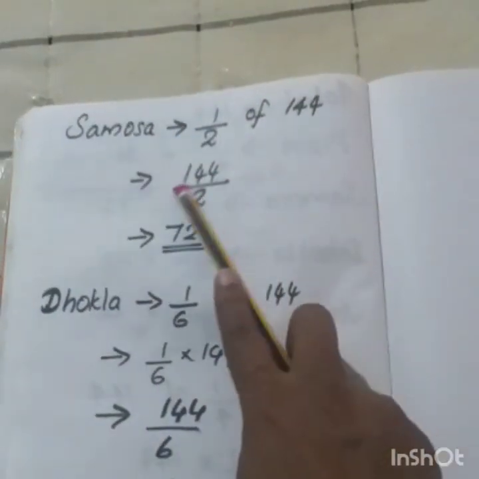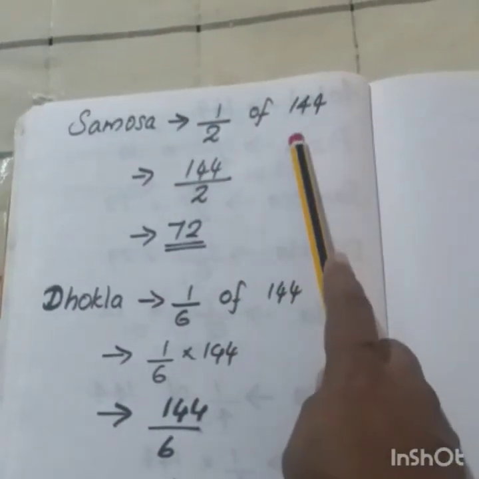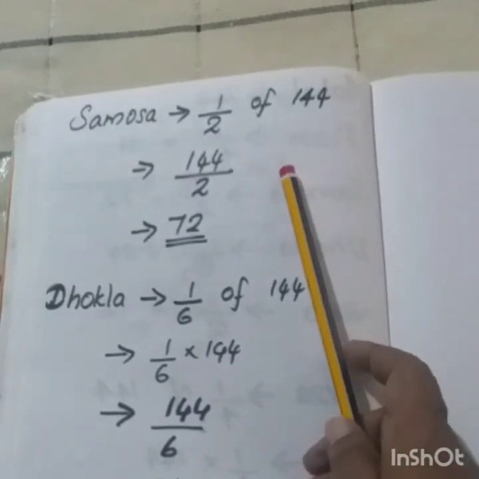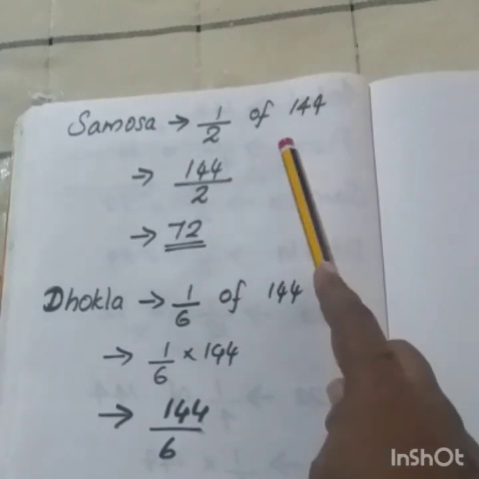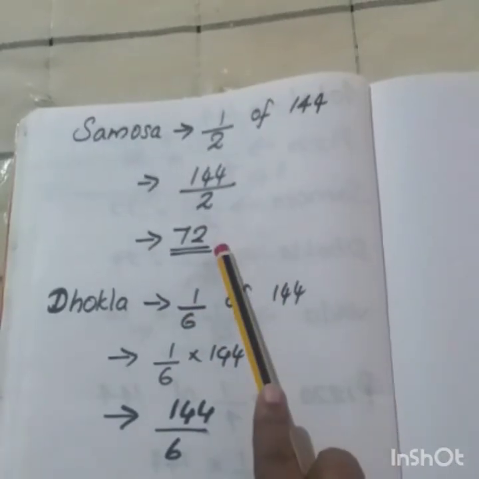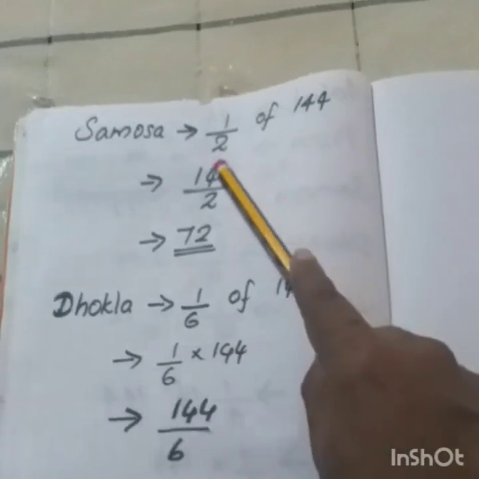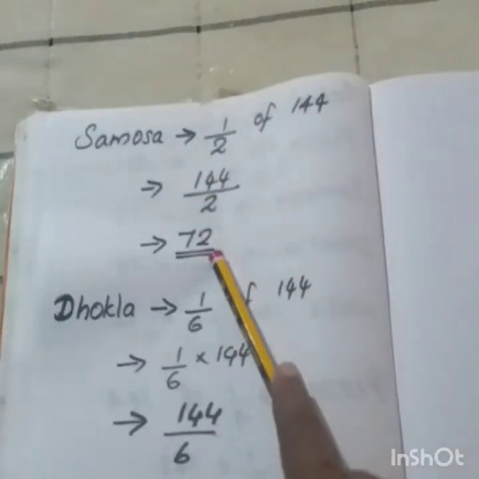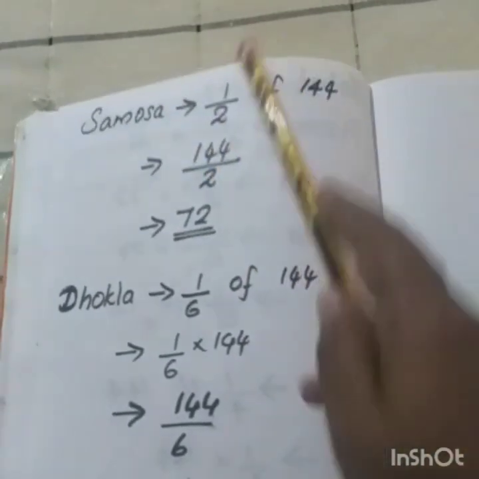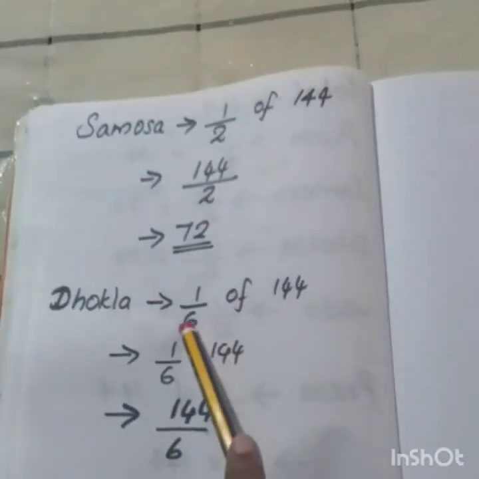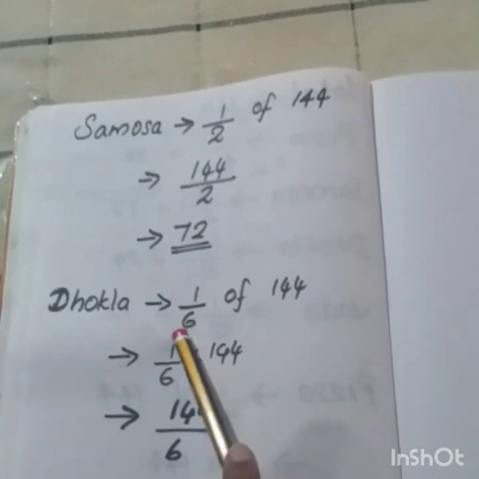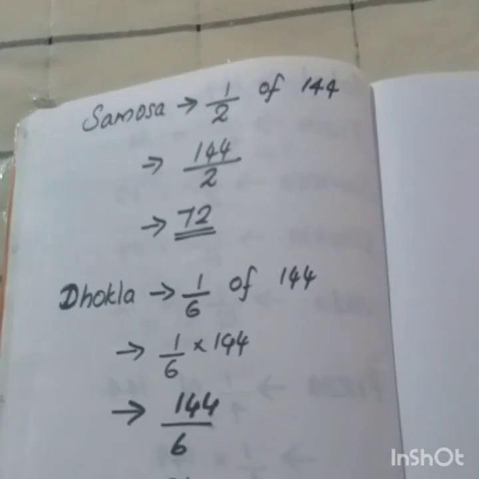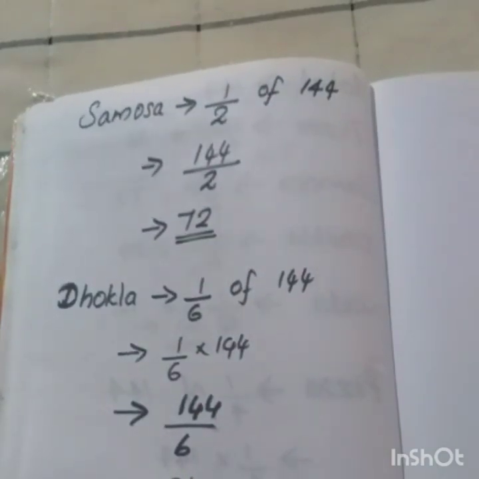Second one, samosa. We know half of the people like samosa. Now in a simple way, half of 144. The total people we surveyed is 144. So half of 144 is 72. In that way also you can find, or 1 by 2 of 144 means 144 divided by 2, you will get 72. So 72 people prefer samosa. Next, dokla. 1 by 6 part of the circle graph we have dokla, that is 1 by 6 of 144. Now dividing 144 by 6 you will get 24. That is 24 people like dokla.